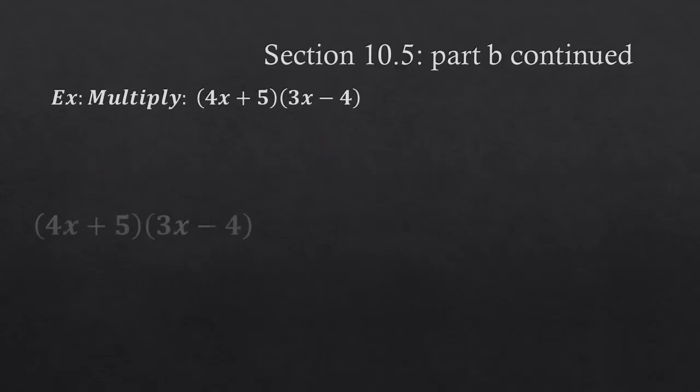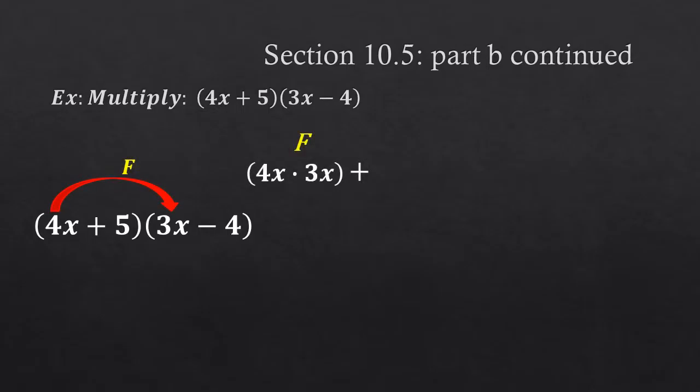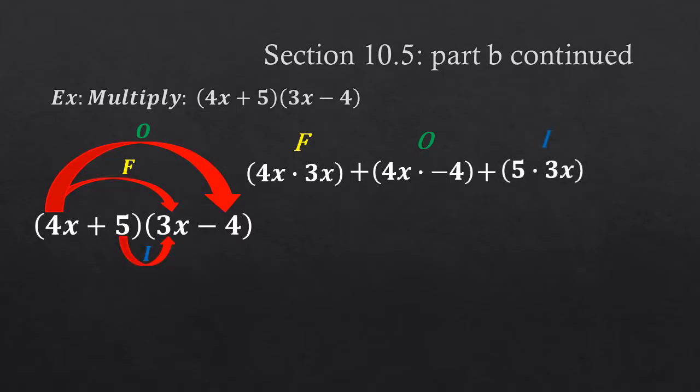Another example. Let's apply the FOIL method. 4x times 3x is F, the first, plus 4x times negative 4 is the O, the outer, plus positive 5 times 3x is the I, the inner, plus positive 5 times negative 4 is the L, the last. Go back and apply the multiplication.